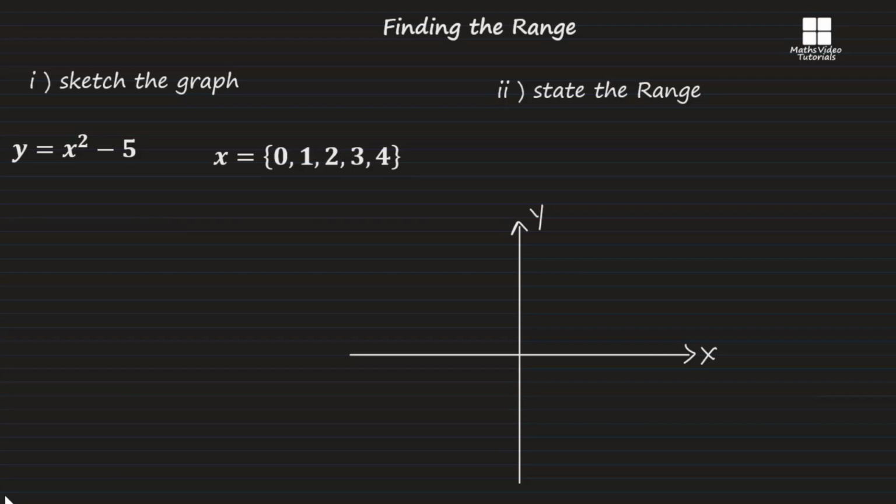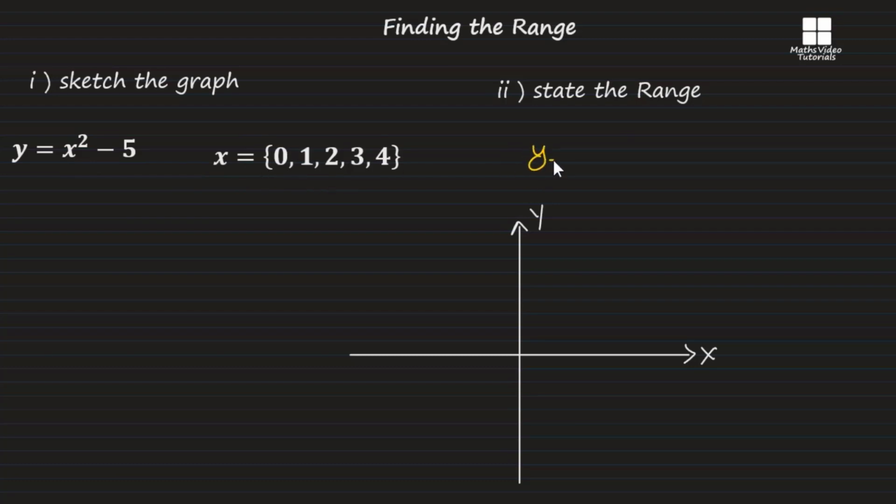Staying with the quadratic graphs theme, we've got x squared minus 5. The domain now is 0, 1, 2, 3, 4. So what is the range of this function given this domain? Well, the answer is easy.